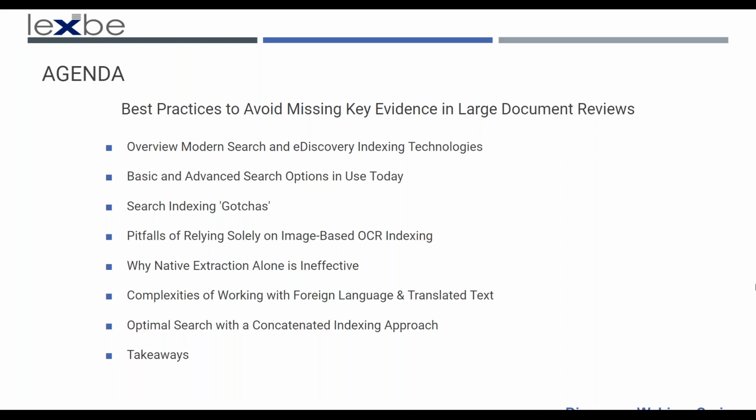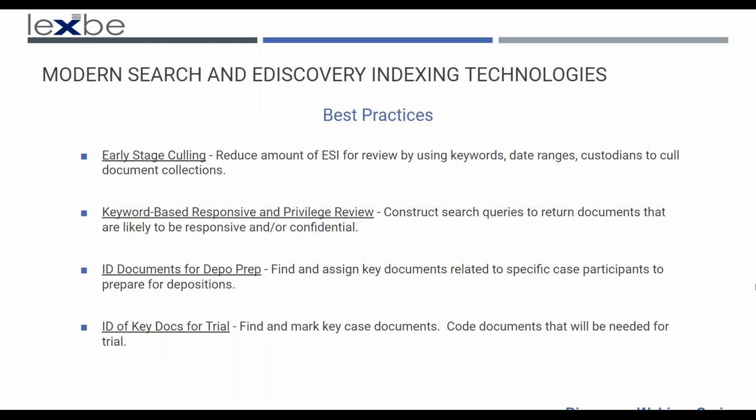First off, let's just start with some best practices for looking at your documents before you begin your review. The best practices are to look at what kind of documents you have and do some early stage culling. So what I mean by that is go over the documents that you have, look at your initial pleadings, your complaints, any sort of initiating discovery that's been propounded to you or by you, and think of some keywords.